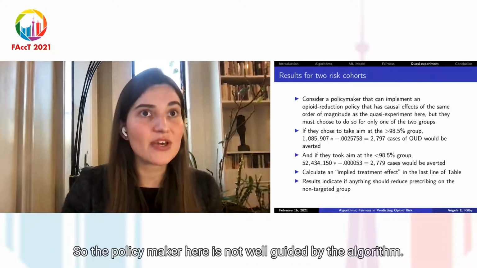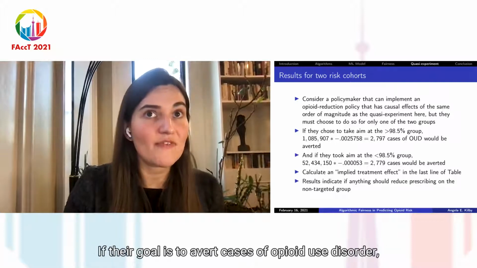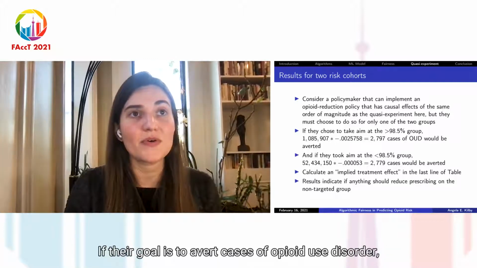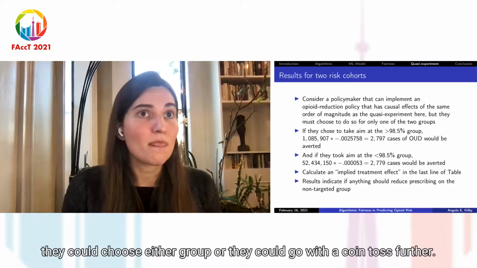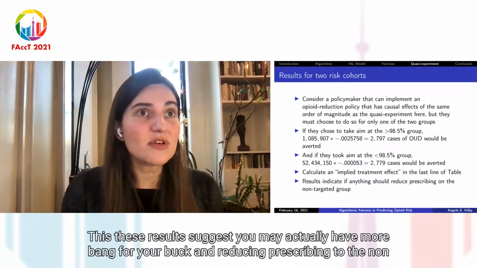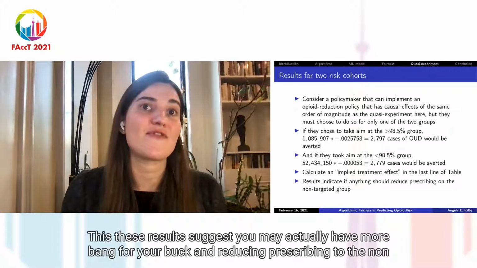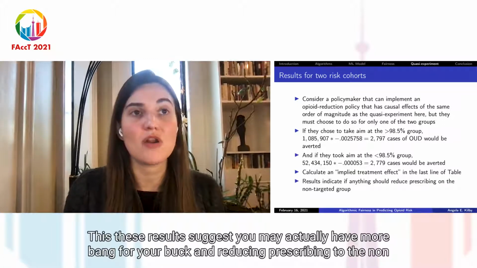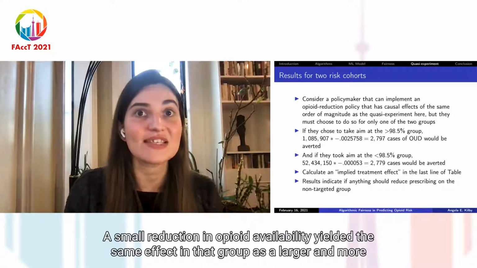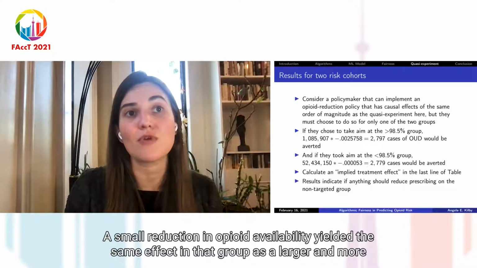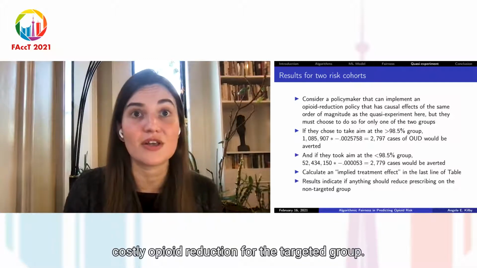So the policymaker here is not well guided by the algorithm if their goal is to avert cases of opioid use disorder. They could choose either group, or they could go with a coin toss. Further, these results suggest you may actually have more bang for your buck in reducing prescribing to the non-targeted group. A small reduction in opioid availability yielded the same effect in that group as a larger and more costly opioid reduction for the targeted group.